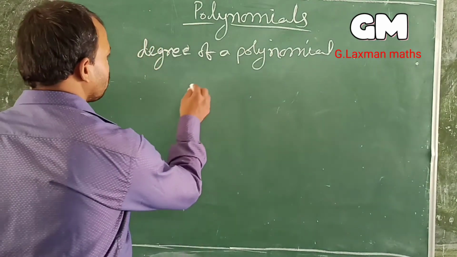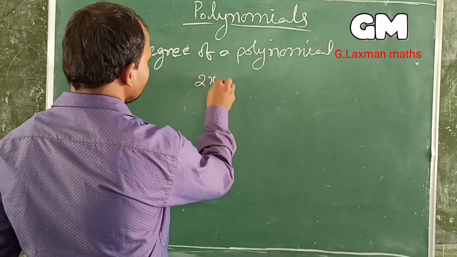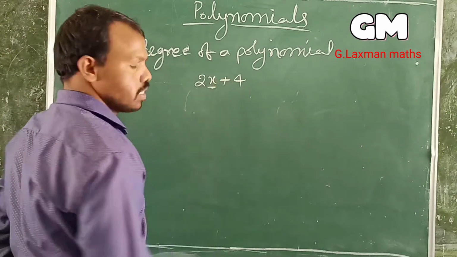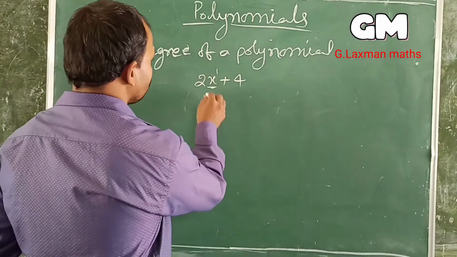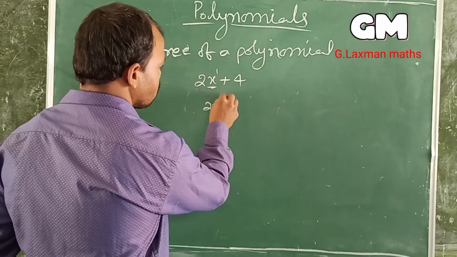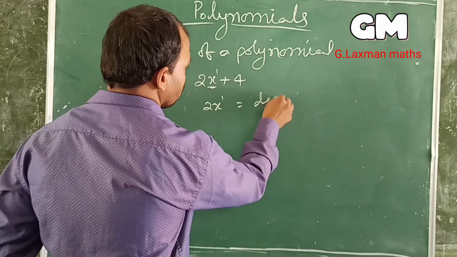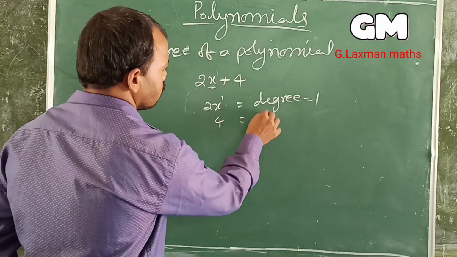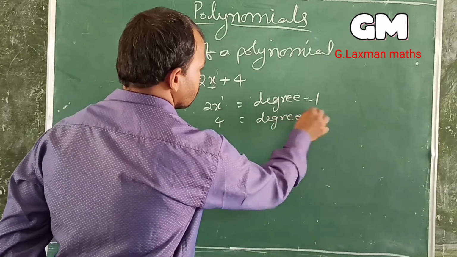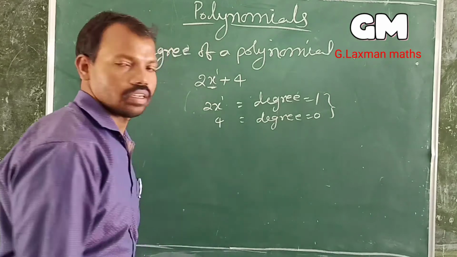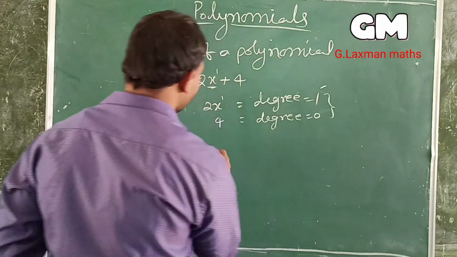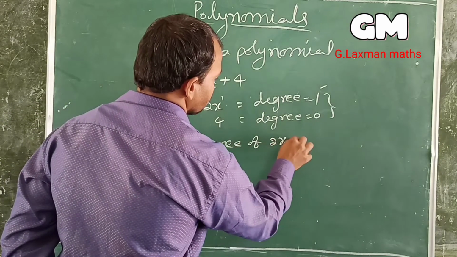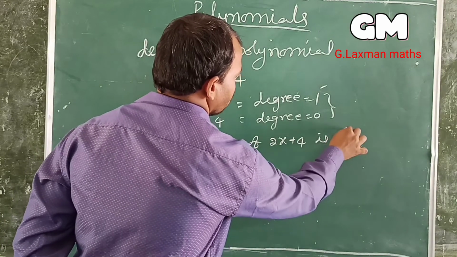For example, if you take a linear polynomial 2x plus 4, it is a linear polynomial. The variable is x, the power is 1. So the first term's variable is x, the power is 1, the degree is 1. And the second term is 4, a constant, degree is 0. So which is the highest power in these two? 1. So the degree of 2x plus 4 is 1.